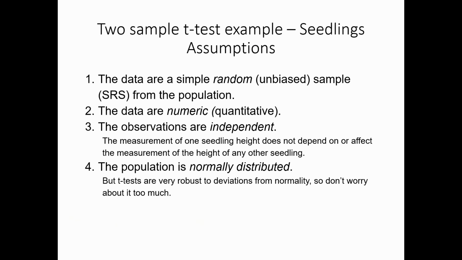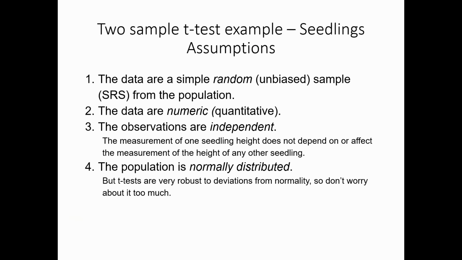Okay, again, going over the two sample t-test assumptions. So for seedlings, do we meet them? The data are a simple, random, unbiased sample. Yeah, assuming we just grabbed a bunch of seedlings, we didn't try to put the bigger one in the fertilizer pot and the smaller one in the non-fertilizer pot. We just randomized them and threw them all in the pots, and then we randomly assigned the pots to a treatment, then that should be fine.